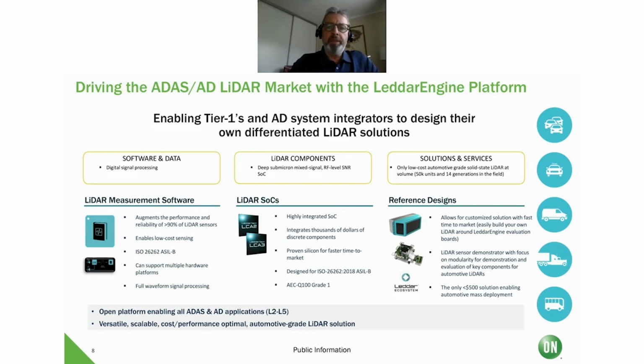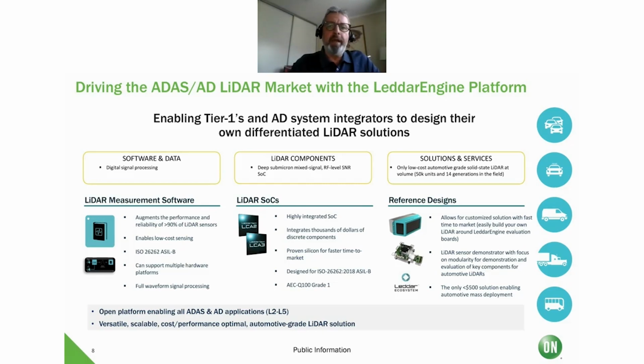Today, it is the only complete signal processing library for automotive LiDAR, and it can multiply the performance and range of most LiDARs. Now moving to hardware components, we have our LiDAR system on chip, or SoCs. They are the only LiDAR SoCs designed specifically for AD and ADAS. And these SoCs enable a massive reduction in cost, size, and power consumption, while accelerating the time to market and, importantly, providing a solution that is designed for functional safety from the ground up.